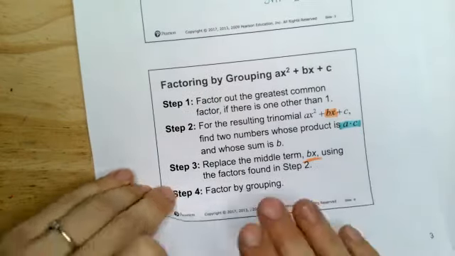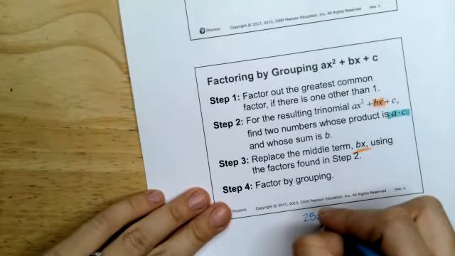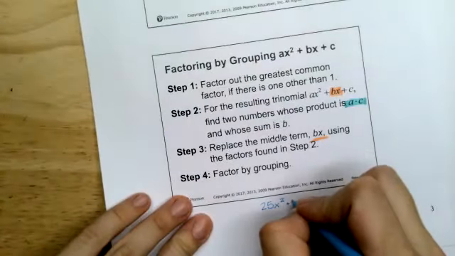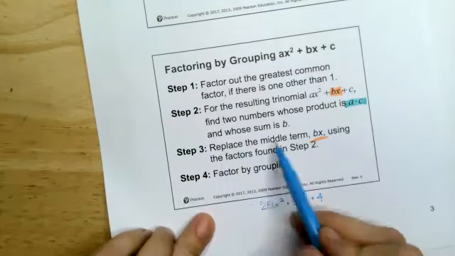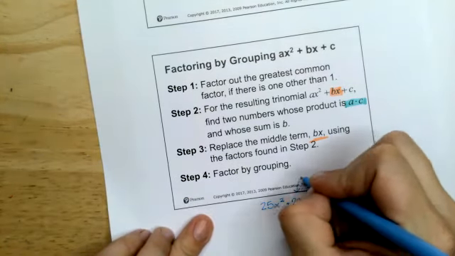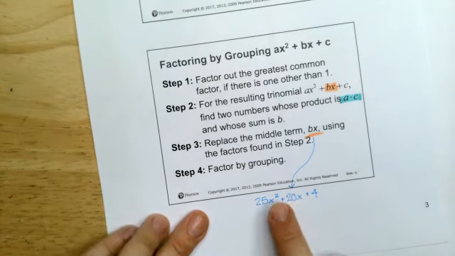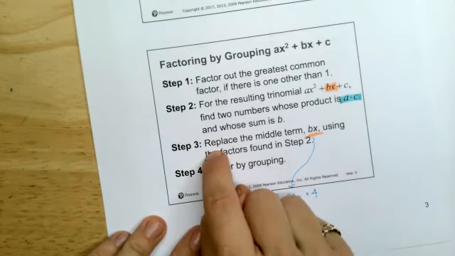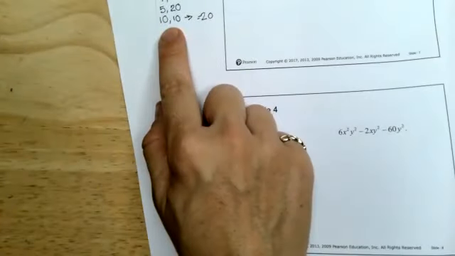Let's write what we had before. What we had was 25x squared plus 20x plus 4. Replace the middle. So this is bx. Bx is the number and the x. This is ax squared. This is bx. This is c. It says replace the middle term using the factors found in step 2. My factors were 10 and 10.